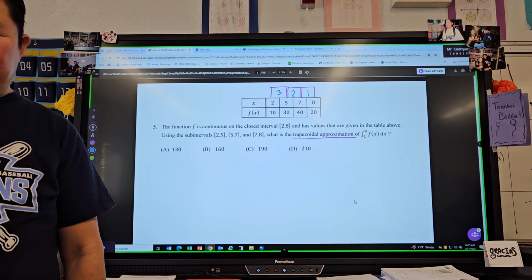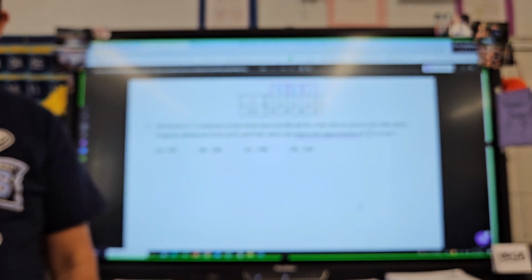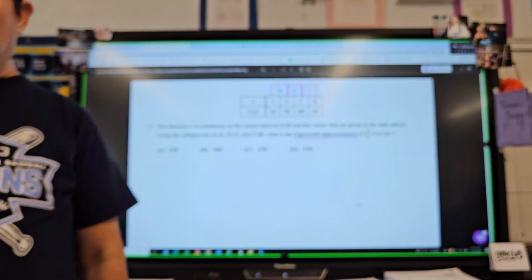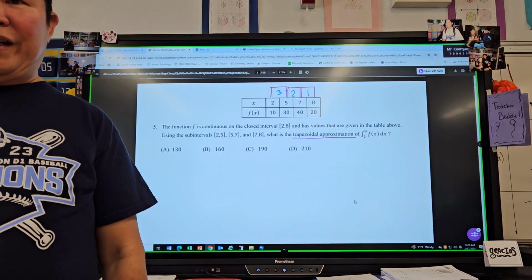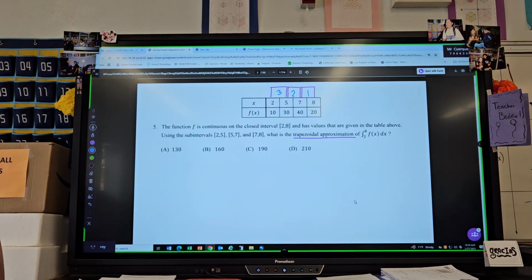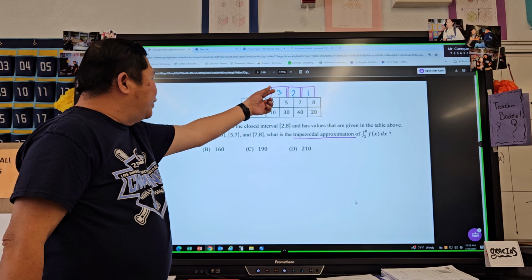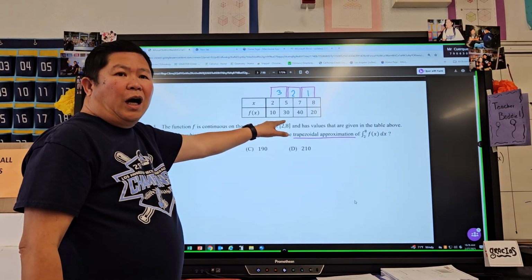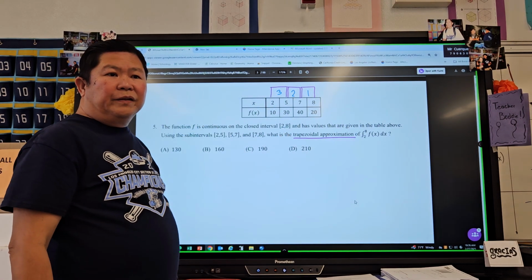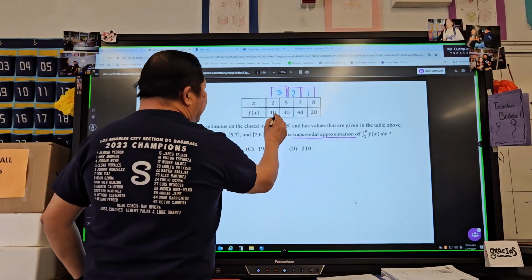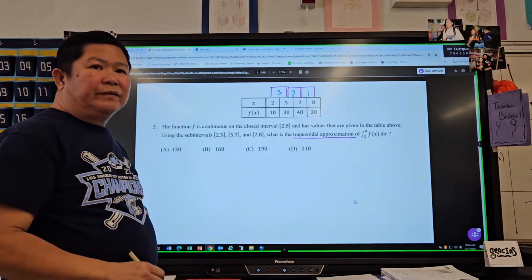Test taking strategy. Granting that this question falls on multiple choice. What covers 3 right here are 10 and 30. So take the average of this.